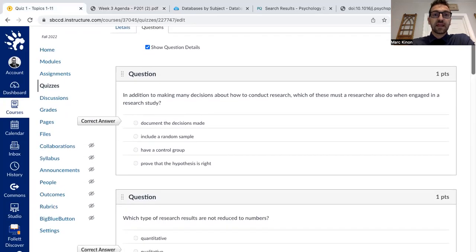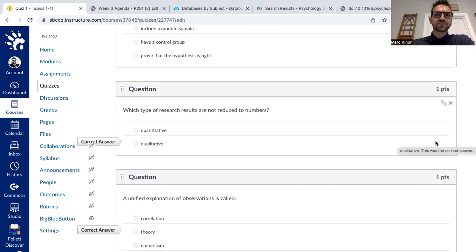In addition to making many decisions about how to conduct research, which of these must a researcher also do when engaging in a research study? Document the decisions made. Yeah, this is really helpful. As you're conducting research, a lot of people keep some sort of research handbook, or maybe they document what they're doing on their phone. So as you're reading research articles, did you get any insights? What participants have you decided to include in your study? There's so many decisions in research that need to be documented. It's good just to write everything down so you don't forget where you've been.